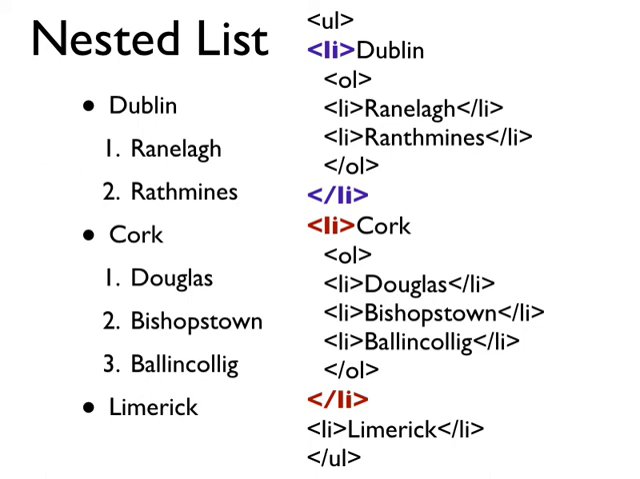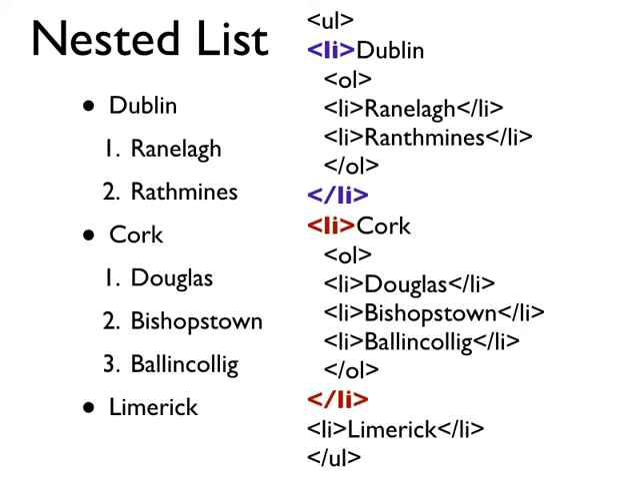So here we have an unordered list with 3 things in it, Dublin, Cork, and Limerick. I'll put this somewhere now, guys, where you can find it, so don't worry about taking it down so much. Worry about understanding it. So here we have an unordered list with Dublin, Cork, and Limerick. And inside Dublin, we have an ordered list with Ranelagh and Rathmines. And inside Cork, we have an ordered list with Douglas, Bishopstown, and Ballincollig.